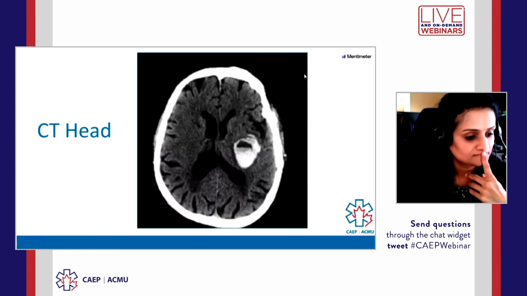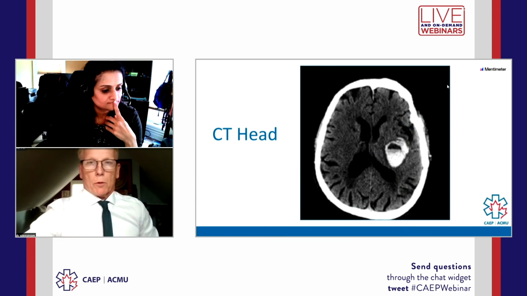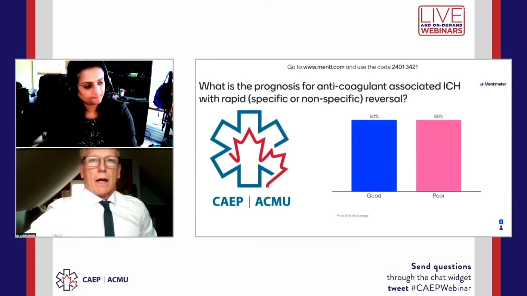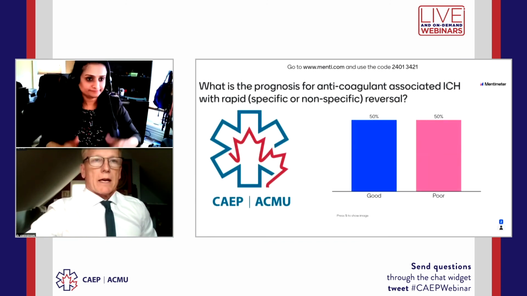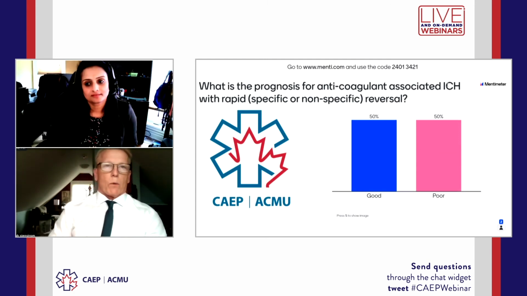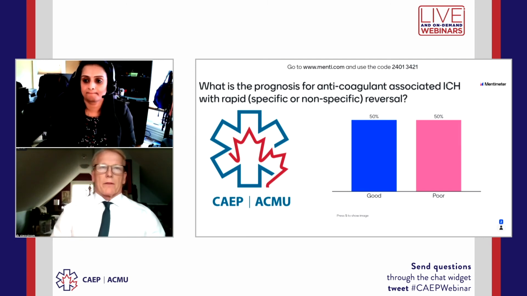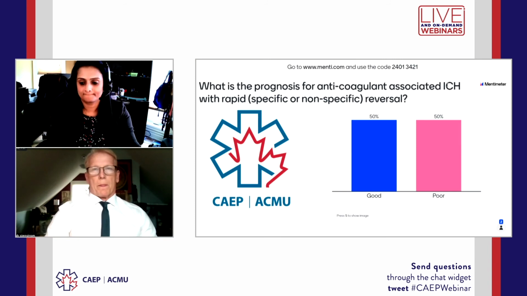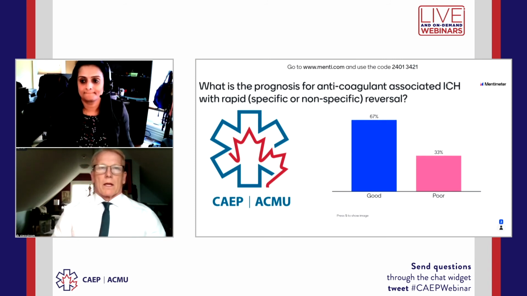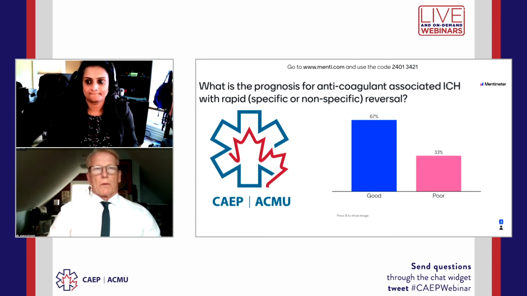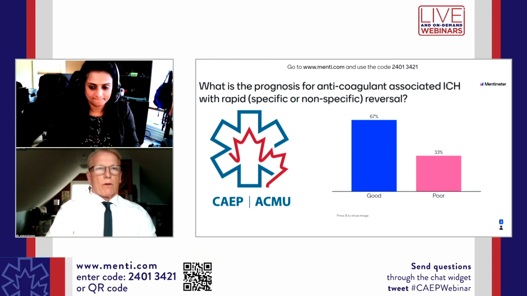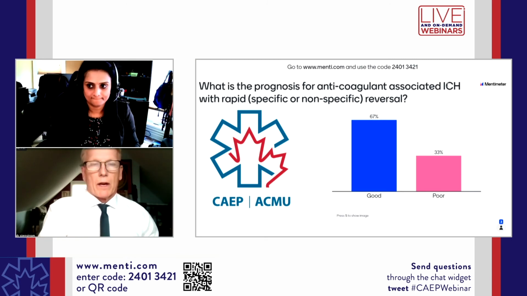This is a CT. It's what you would expect given the clinical presentation. And I'll just ask you quickly, what is the prognosis for anticoagulant-associated intracerebral hemorrhage with rapid, either specific or non-specific reversal? So let's assume that there's fairly quick reversal available, whether it's a reversal agent or the non-specific things we've been talking about.